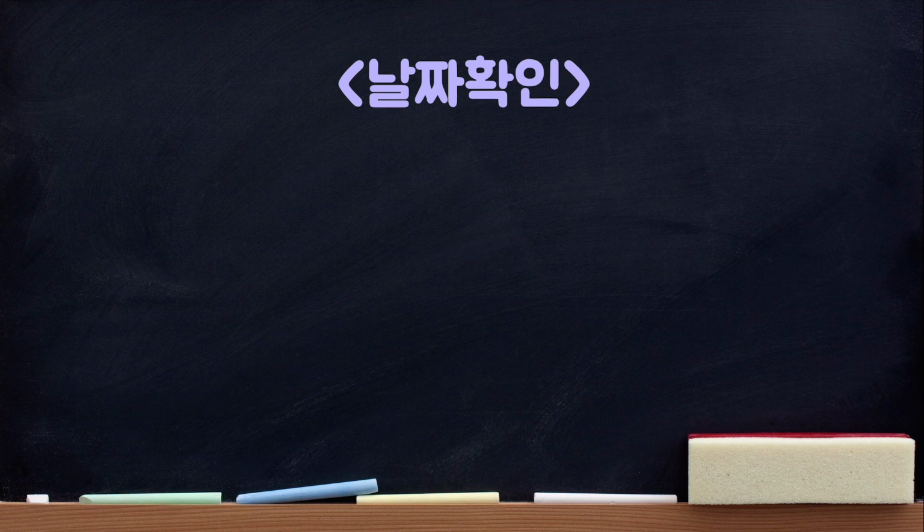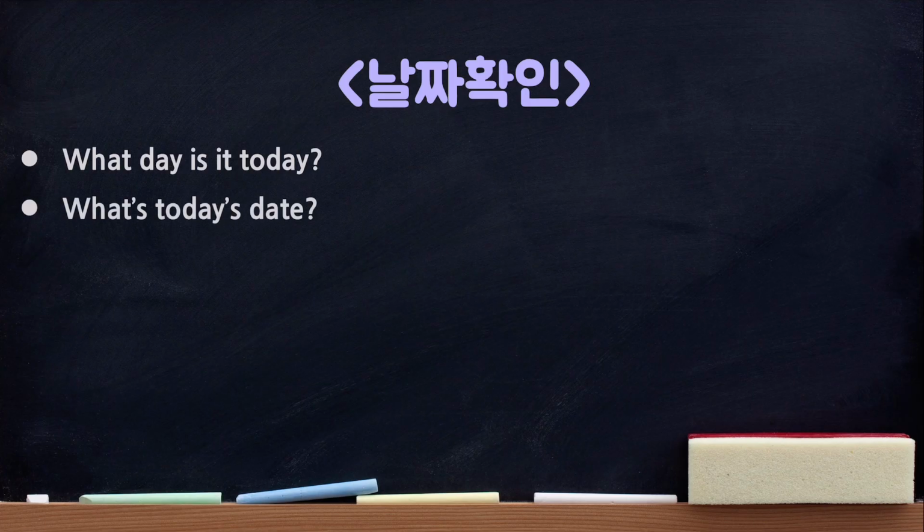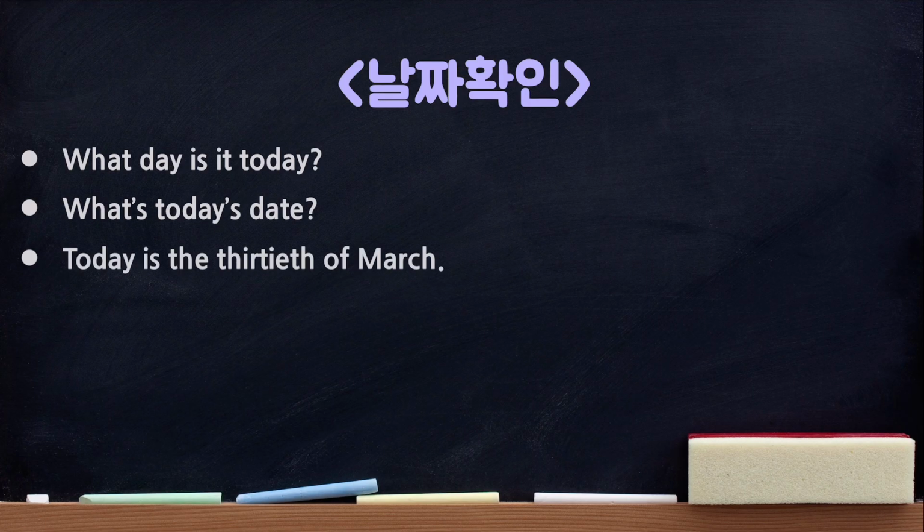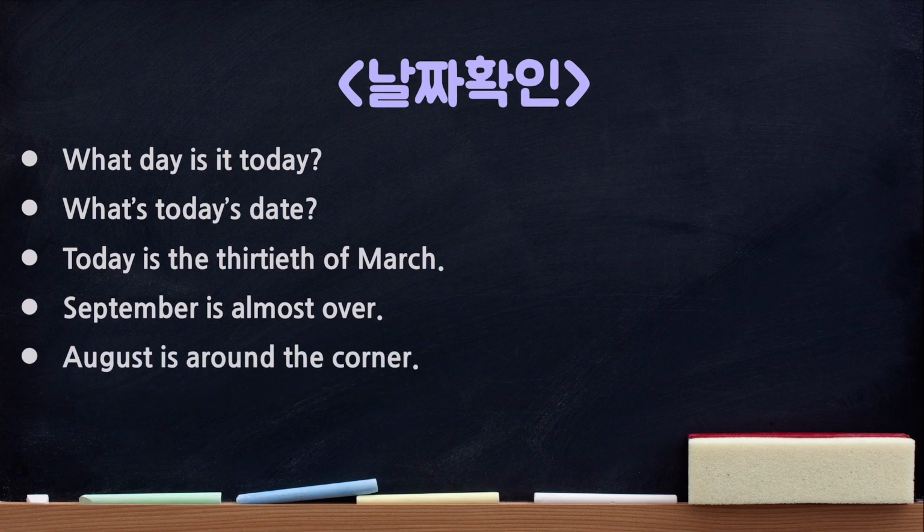What day is it today? What's today's date? Today is the 30th of March. September is almost over. August is around the corner.